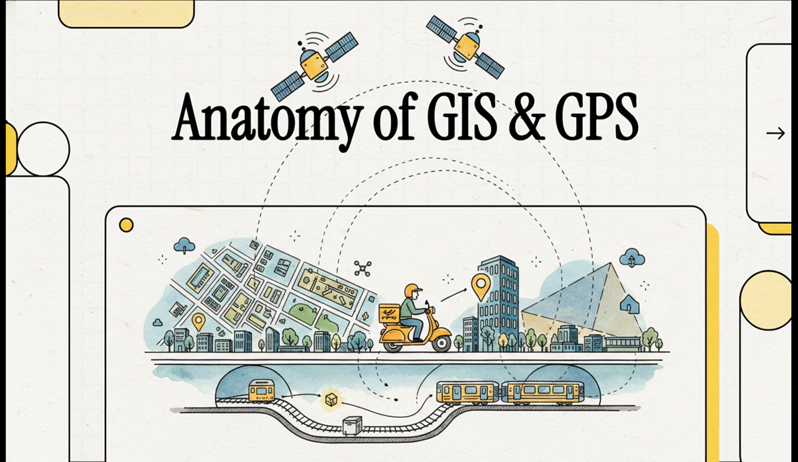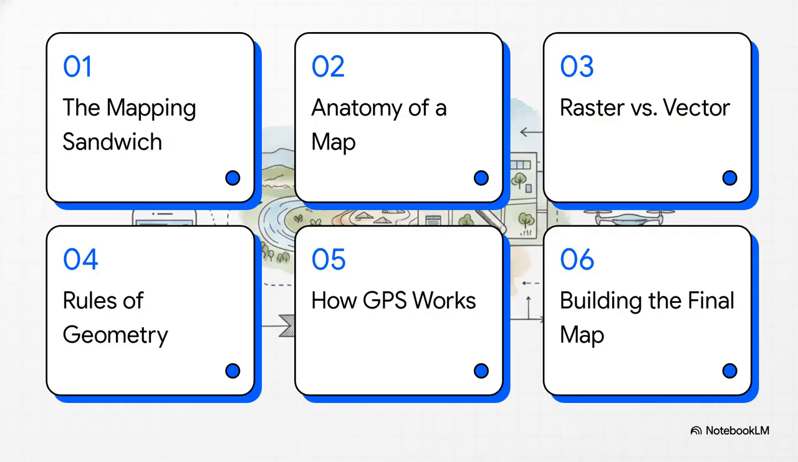Okay, let's dive into this explainer and unlock the hidden anatomy of GIS and GPS. By the end of this explainer, I promise you're going to be a certified armchair cartography expert. So here's our roadmap. We're going to hit 6 key building blocks.